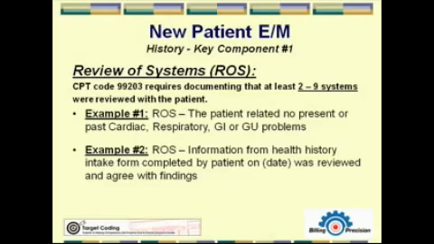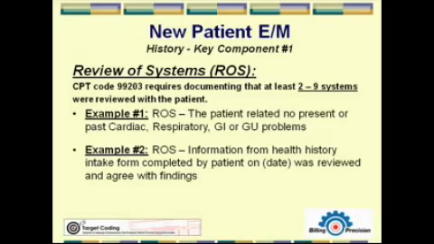Okay, Mr. Jones, any problems in the past, or do you presently have problems with any cardiac, respiratory, GI, or GU issues? And if the patient says no, then I'll write down ROS, the patient related no present or past cardiac, respiratory, GI, or GU problems. And in that one sentence, I was able to cover 4 systems.